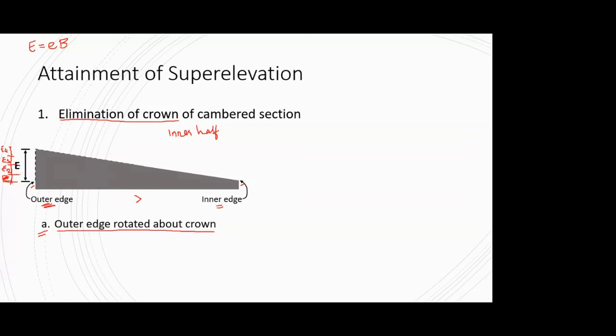So this E will be comprising of E1 plus E2 plus E3, and E4 are the rates of raising by traveling the horizontal distance.